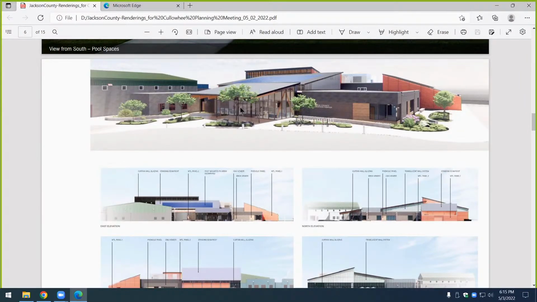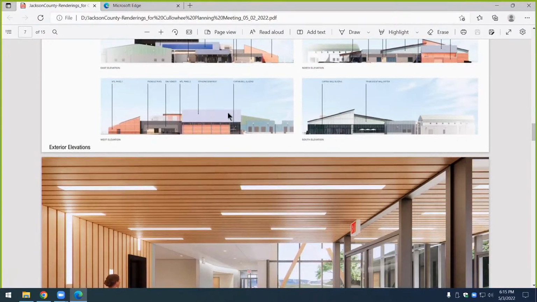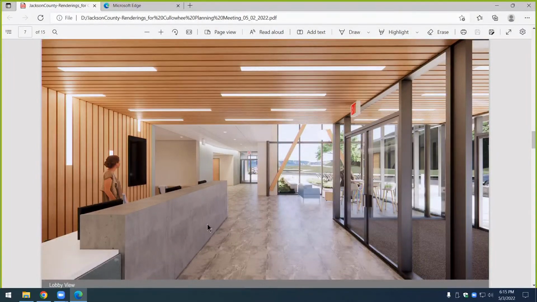I'll skip over this section. This is the main entrance. This was getting more into the exterior design of what we were talking to with the Planning Council itself as far as the materials. Just going inside, this is the main entrance.